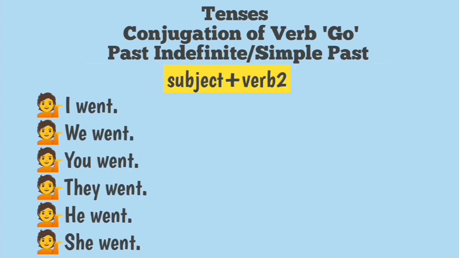Past indefinite or simple past tense. Sentence construction: subject plus verb 2. Examples: I went, we went, you went, they went, he went, she went.